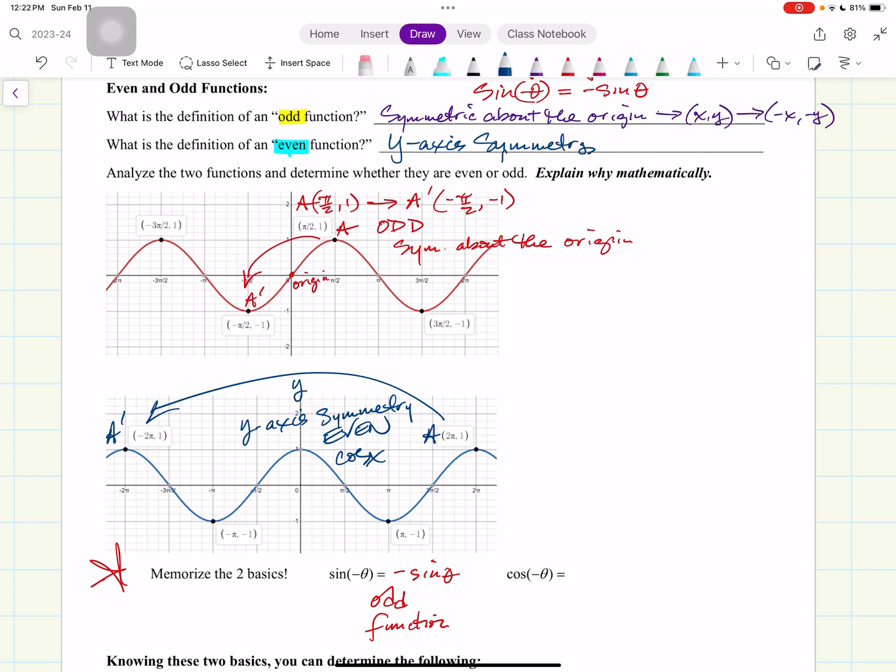Okay, and because of that, x comma y gets mapped to the opposite of x comma y. And because of that, we say that cosine of negative theta is the same thing as cosine theta. Whether you put 2 pi in or negative 2 pi in, look at that, you get 1. So the output does not change. Cosine negative theta equals cosine of theta. We call that an even function.